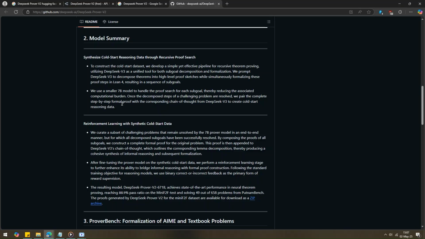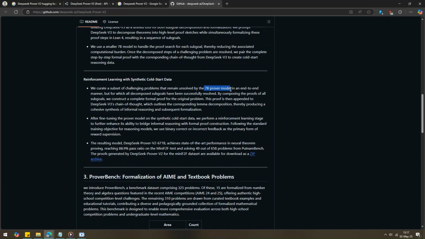Once we've got all the steps solved, we take the full proof and pair it with the reasoning Deepseek V3 used to get there. And that's how we get our cold start data: formal proof with all the thinking behind it. Now, there are some tough problems that the 7B prover model can't fully solve on its own, but it can solve smaller parts of these problems. What happens next is those smaller solutions are pieced together to create a full proof for the original problem. Then, the proof is added to Deepseek V3, which shows how everything connects.